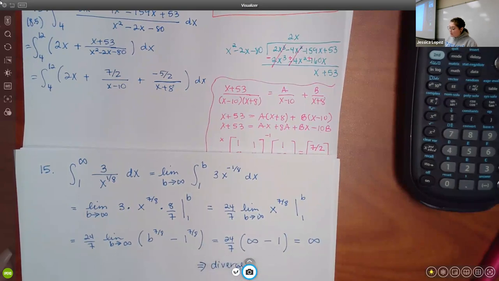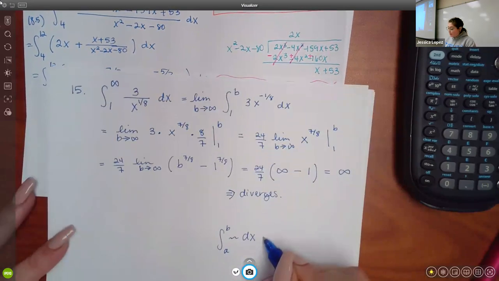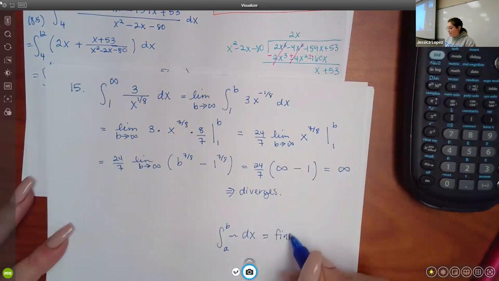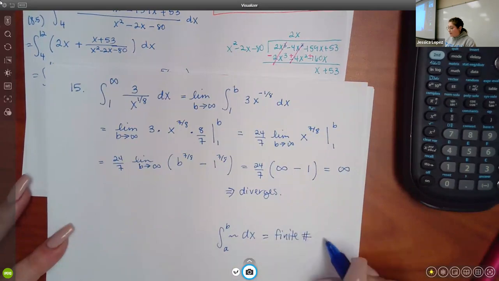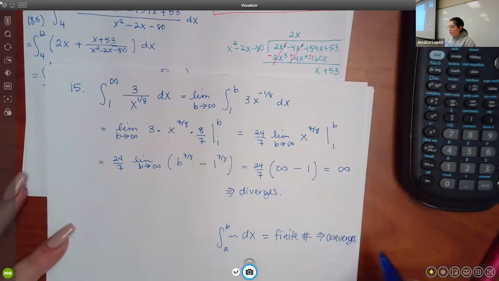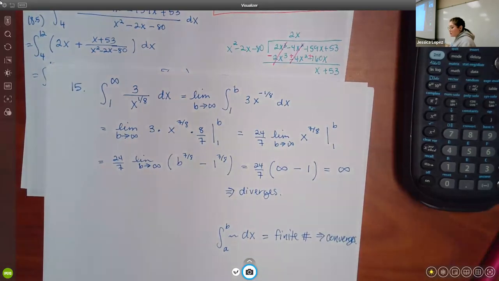If you get the integral of whatever it is, I don't know where the infinities are, but if you do the integral and you get a finite number, then you say that it converges. So when you're doing it on the test, you're basically looking for that. After I take the integral and I find my limit, do I get infinity or do I get a finite number?